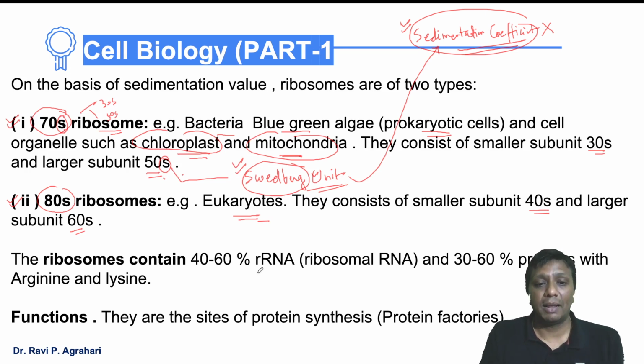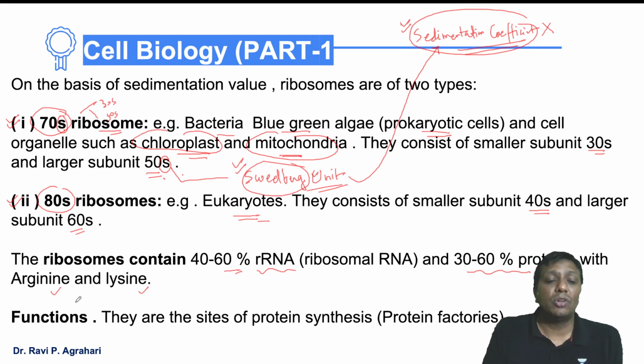Ribosome has ribosomal RNA as 40 to 60%. In this whole ribosome, what is the content? And 30 to 60% is proteins, with some specific amino acids, arginine and lysine. So arginine and lysine are the amino acids. Which amino acids will you see in the ribosome? The answer is arginine and lysine. They are very, very important.